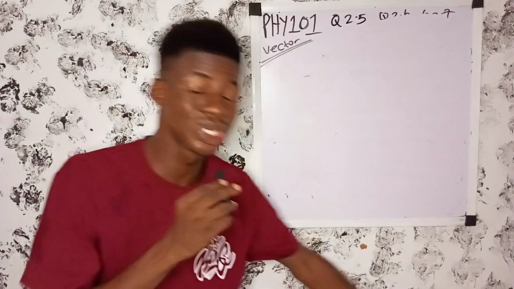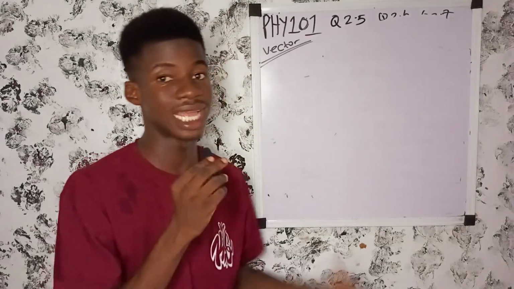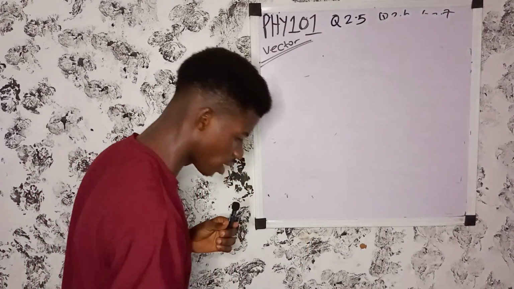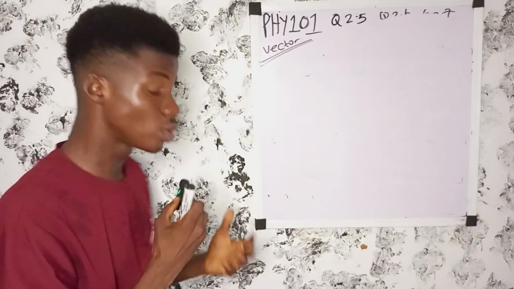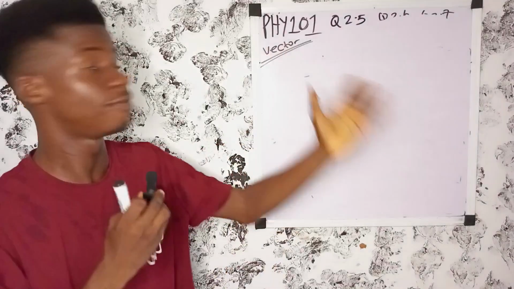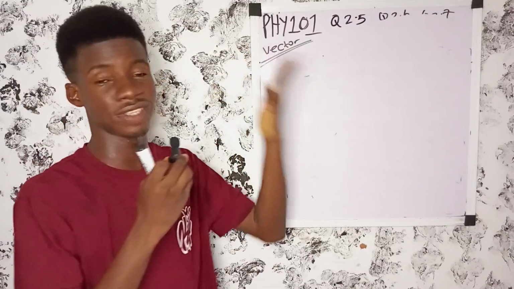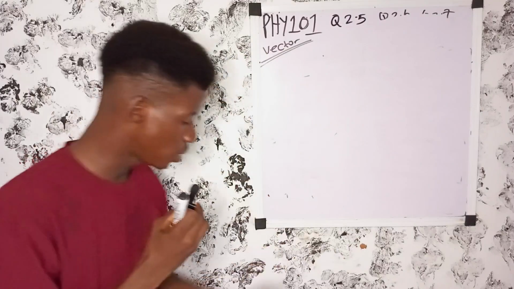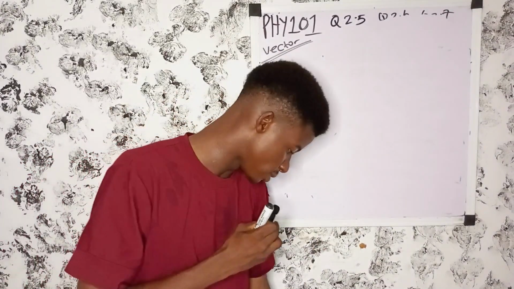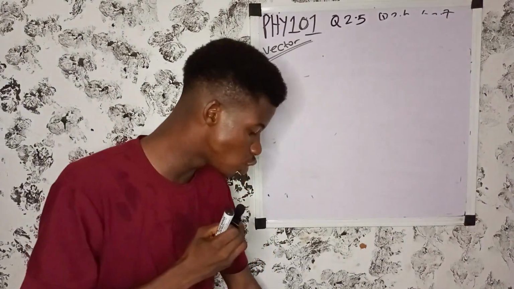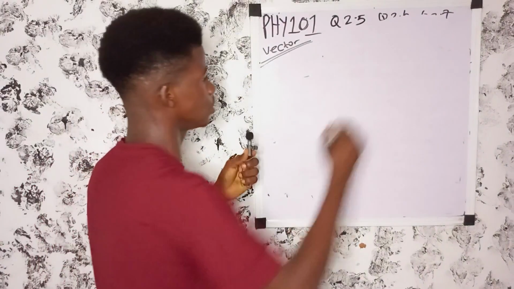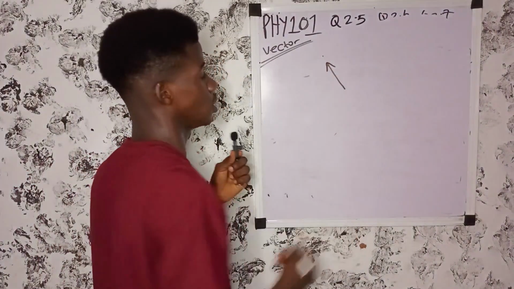Now let me read the question out, then I will write down the parameters. That is question 2.5 in your Physics 101 textbook, in chapter 2, which is vectors, at the back of the chapter. They said a lady drove a car northwest.